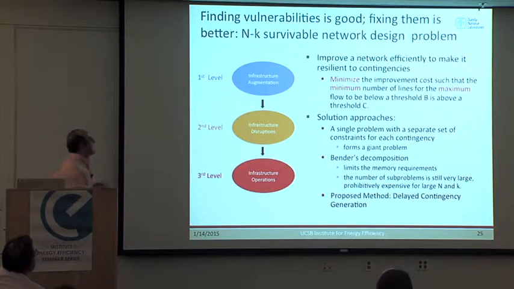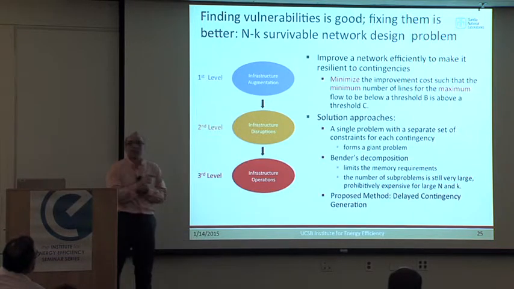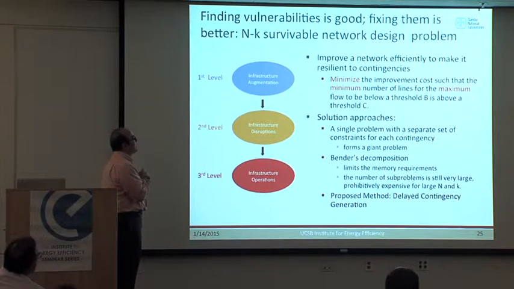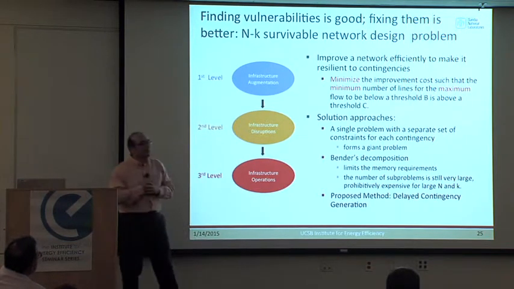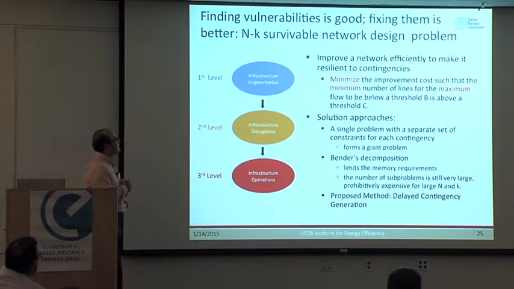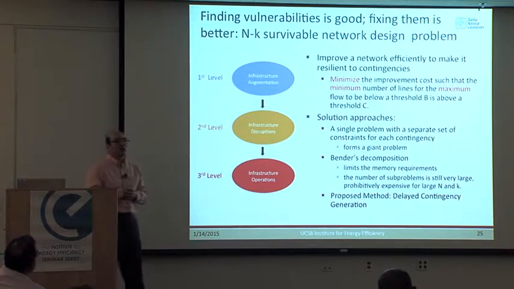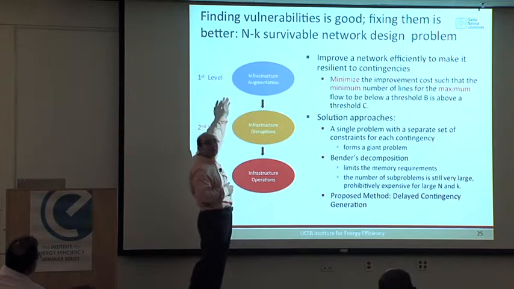All right, so I had to skip that part fast, but I want to say a few words about this too. Initially I was telling you I want to design systems, or make decisions in the system, so that I don't have vulnerabilities in the first place. The first level of optimization is infrastructure augmentation. Maybe I'm adding power lines to the system, and which ones am I adding? Or if I want to add a generator to the system, where should I locate it? These are the kinds of problems we want to solve at the higher level.